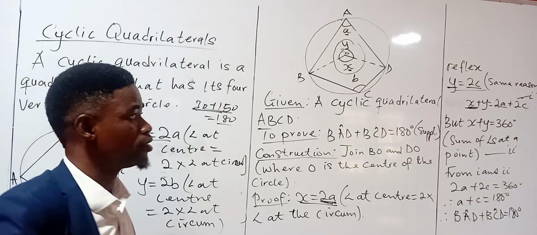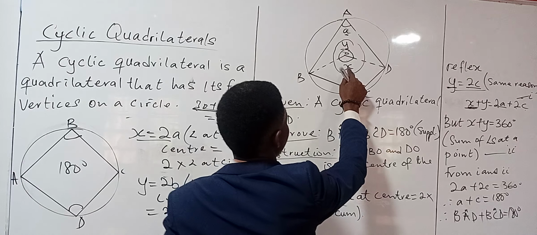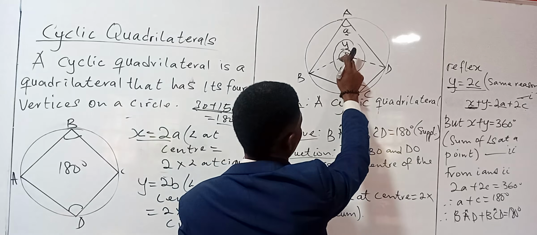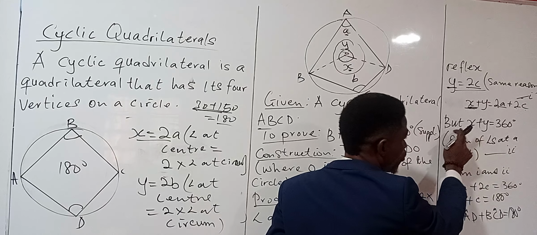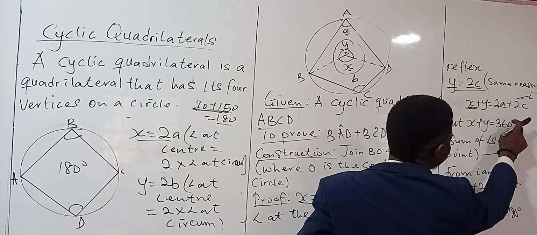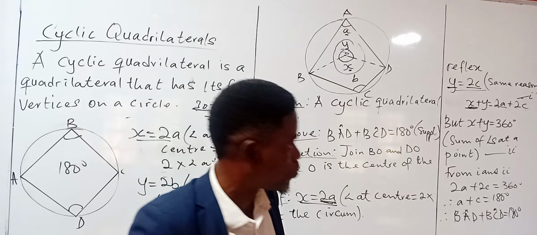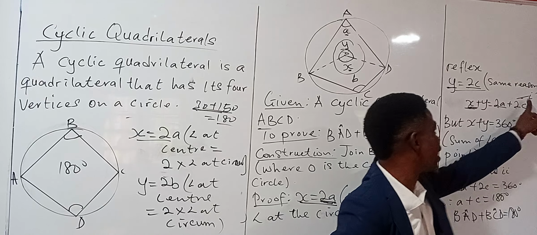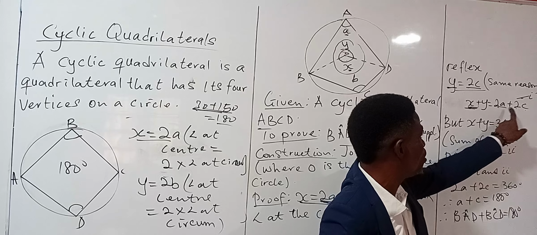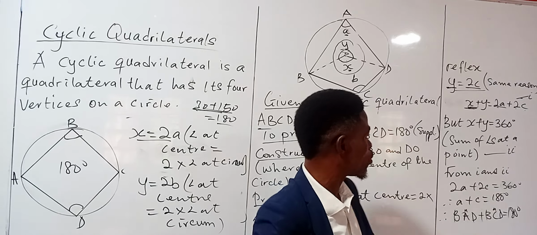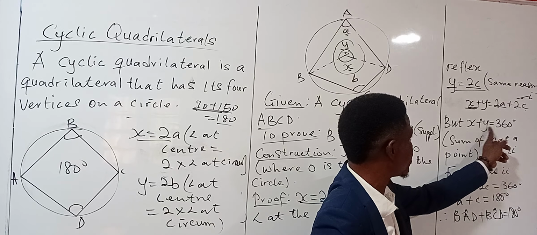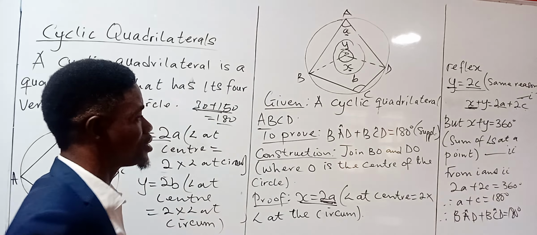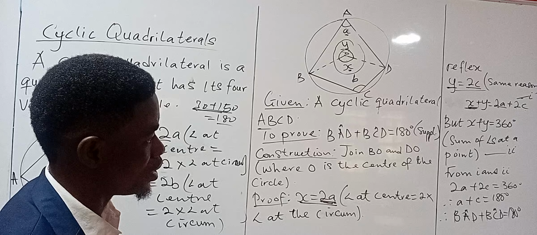So what's the next thing? Don't forget that x and y are angles at a point. Can you see? x plus y equals 360 degrees. That is the sum of angles at a point. We call this equation 2. We obtained equation 1 as x plus y equals 2a plus 2c, while equation 2 is x plus y equals 360 degrees.